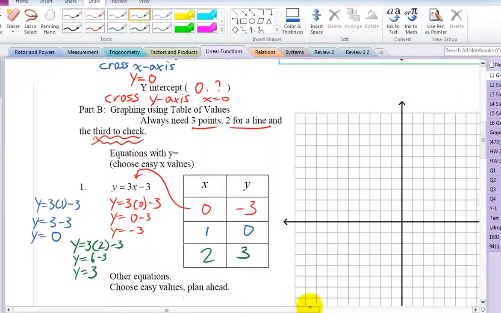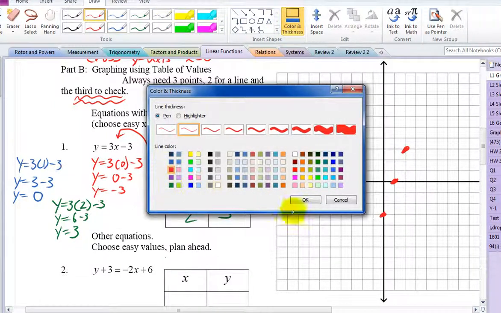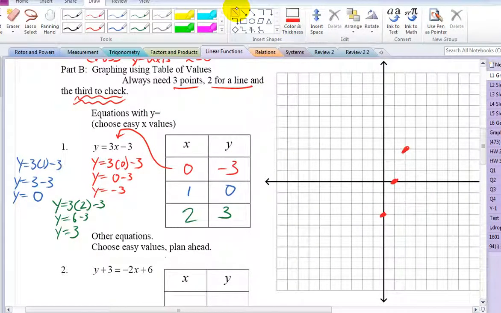Okay, so now that you have those points, plot them please on your grid. So there's your 3 points plotted. Now what you want to do is make a line. We don't want to make a short line because then it tells us that the line stops. This line goes forever and ever and ever.